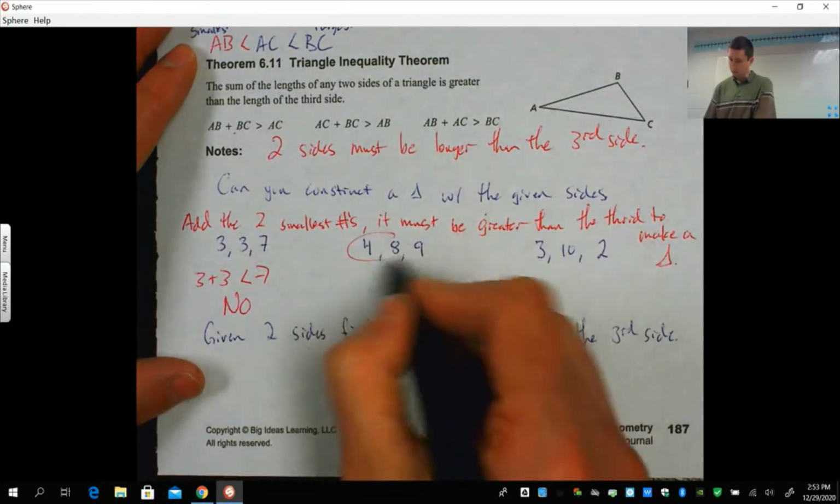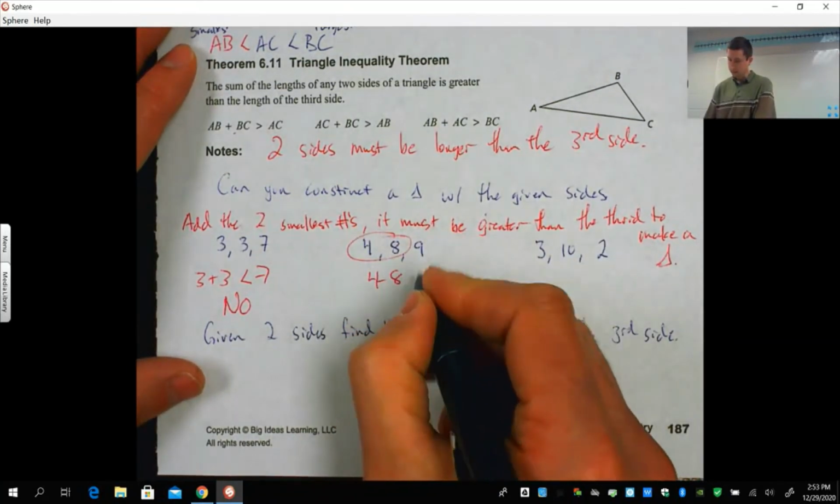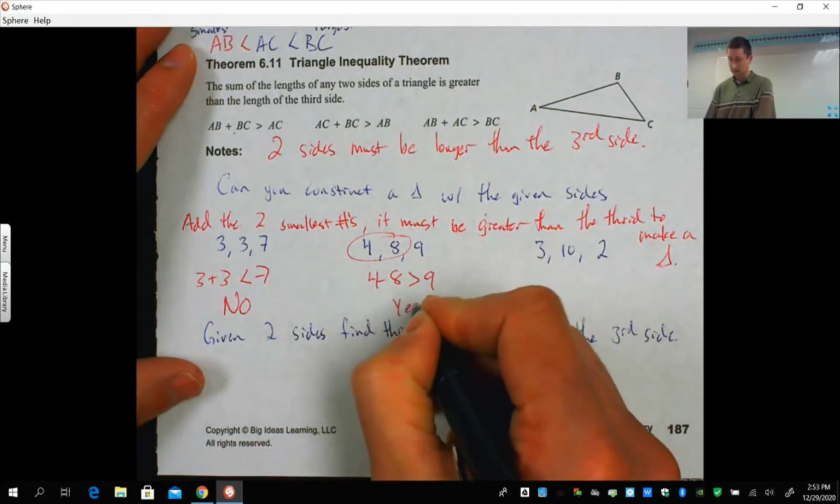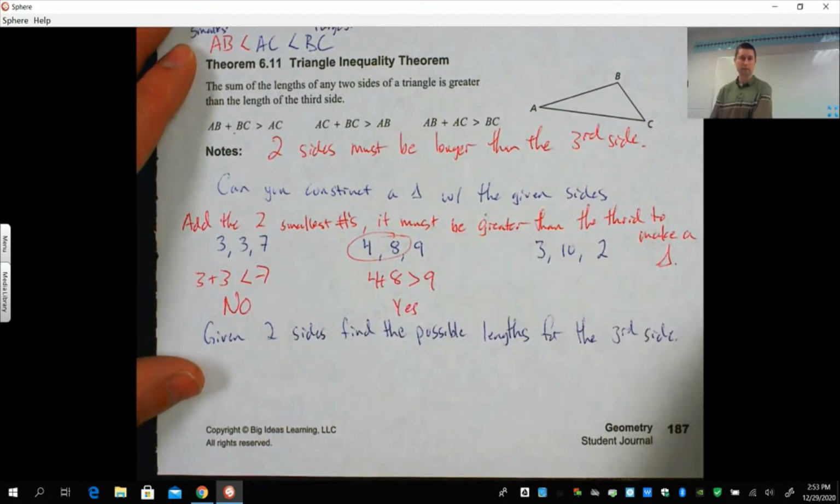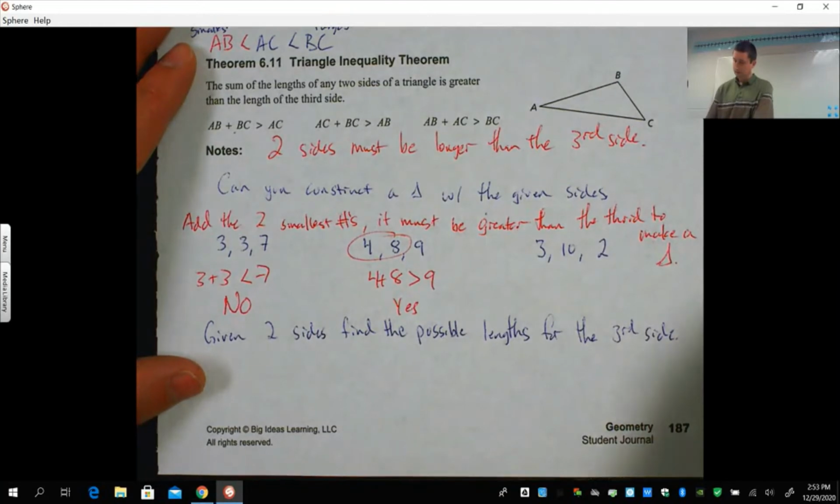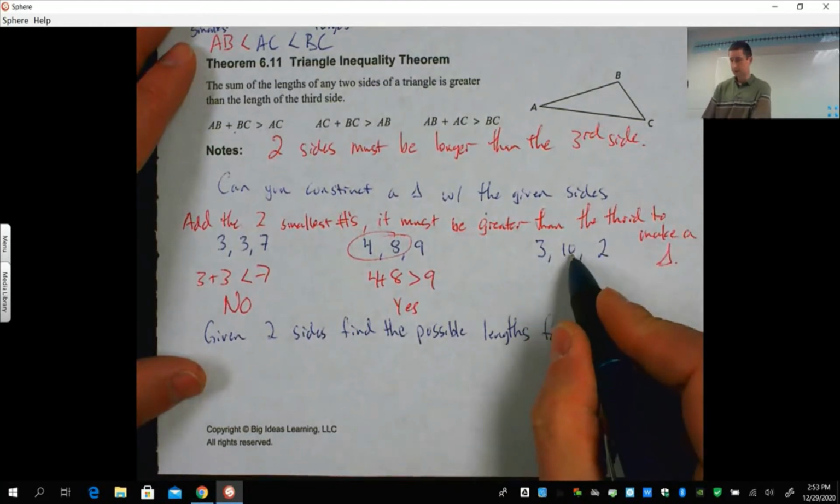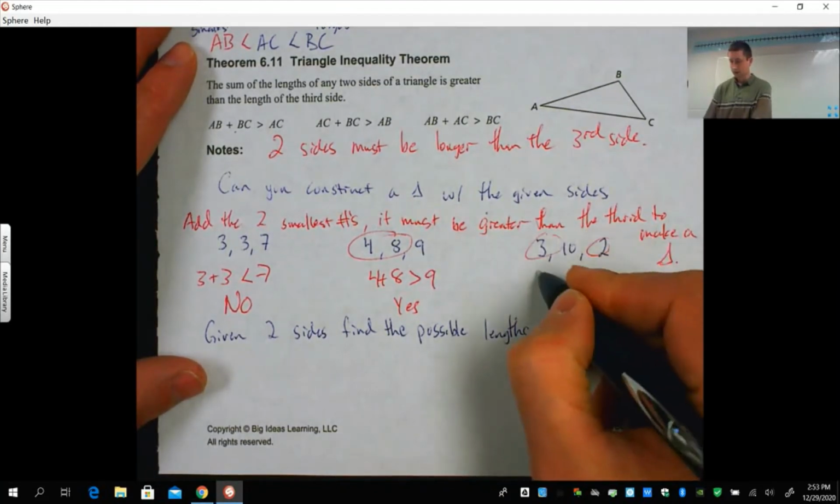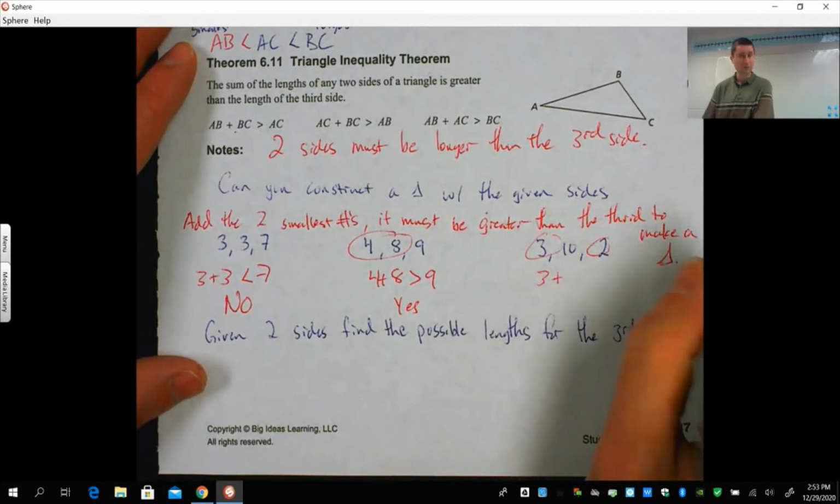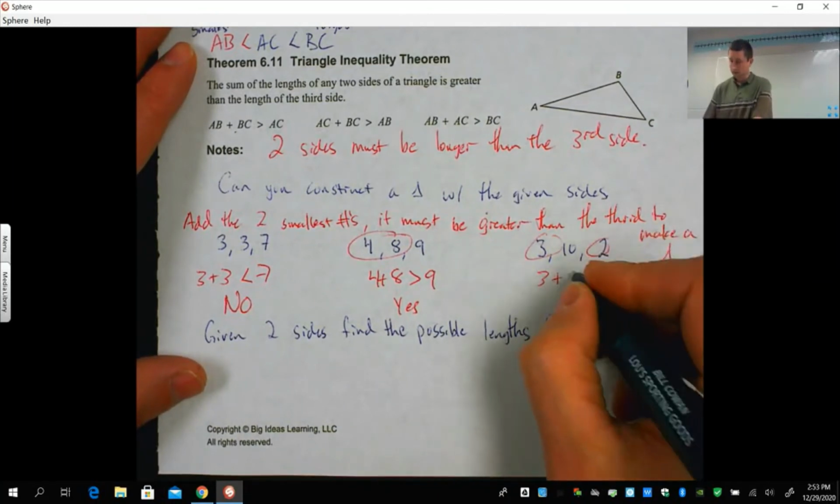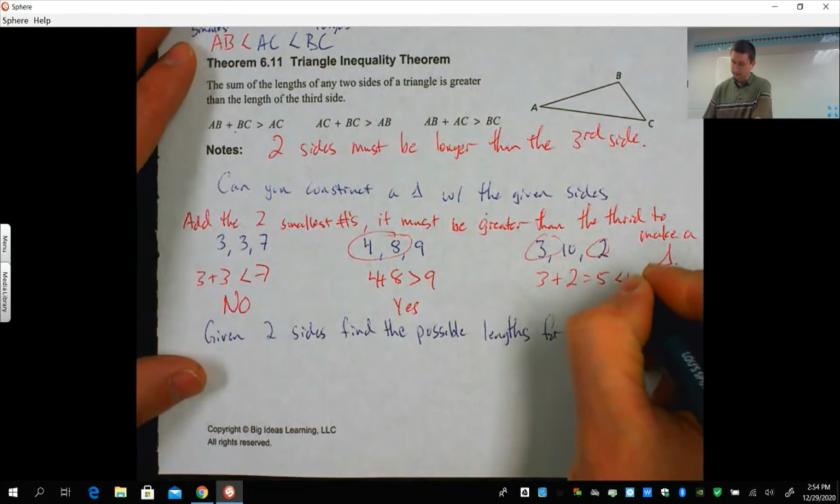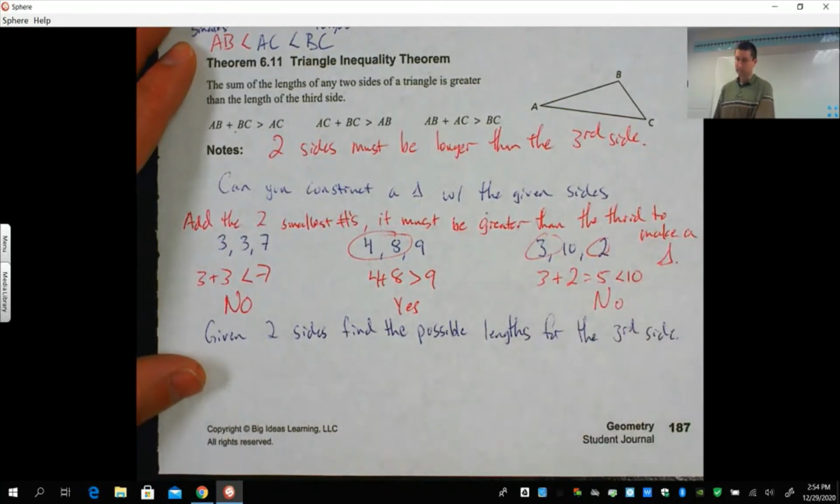Take your two smaller ones here. 4 plus 8 is greater than 9. That's a yes. 4 plus 8 is 12. Here, don't take the first two listed, take the two smaller ones. 3 plus 2 equals 5, and that is less than 10, so that's a no as well.